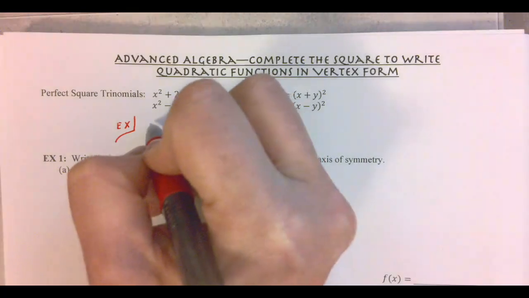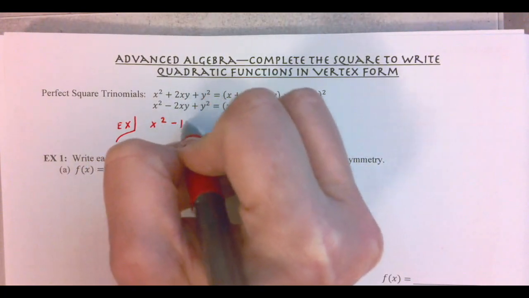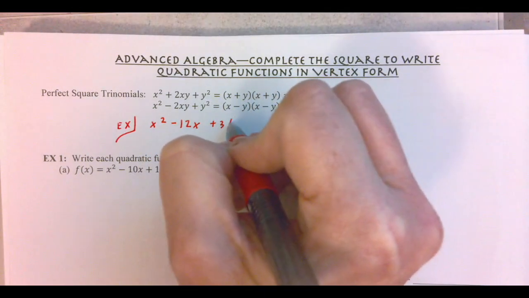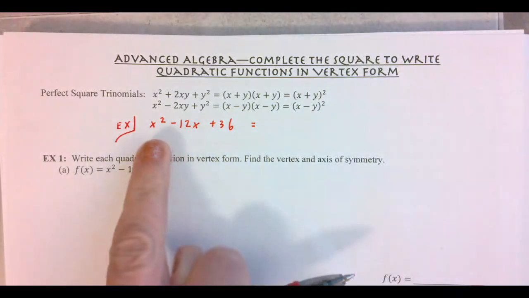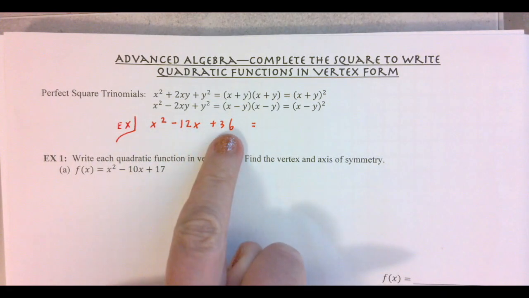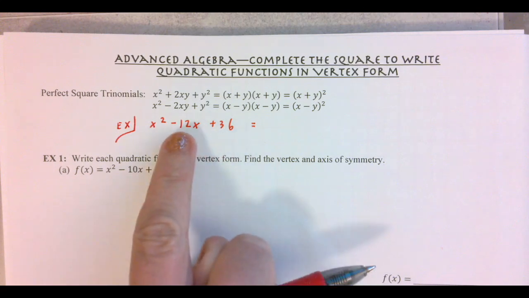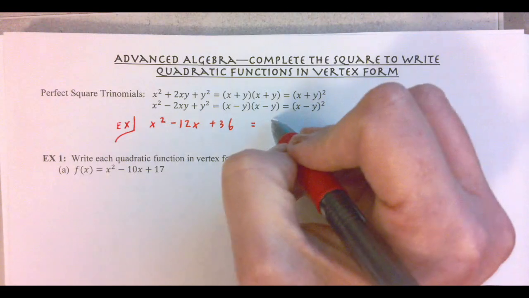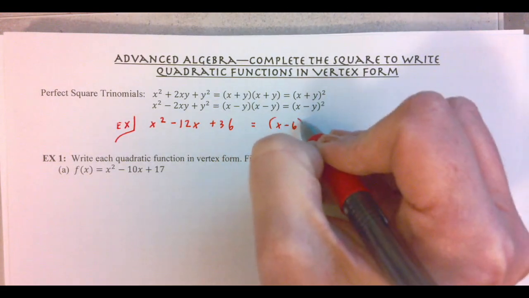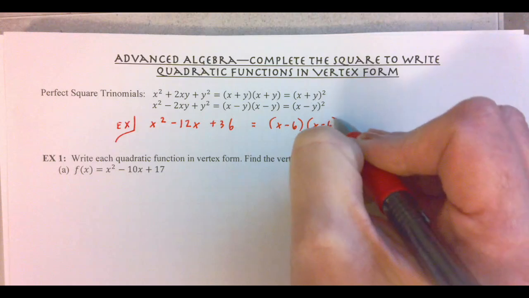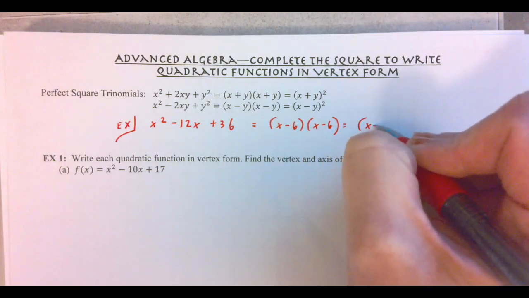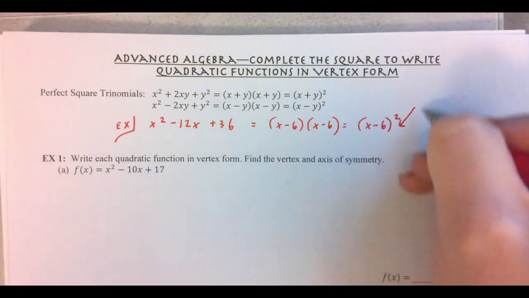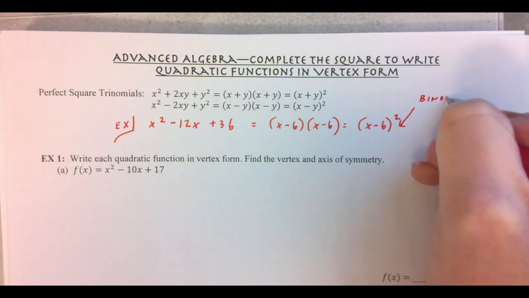So let's say that I give you x squared minus 12x and then plus 36. So I see that x times 6 is 6x, double it is 12x, but there's a minus here. So it's going to factor into x minus 6 times x minus 6, but we want you to write that as x minus 6 as a quantity squared. This is a binomial squared.